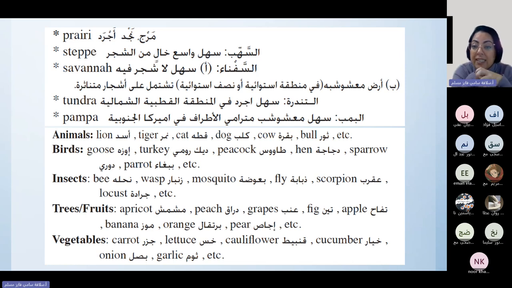Savannah, Atheel. السافانا، سهل الشجر فيه. Okay, السافانا. What is this? Is it an equivalent or is it a borrowing?